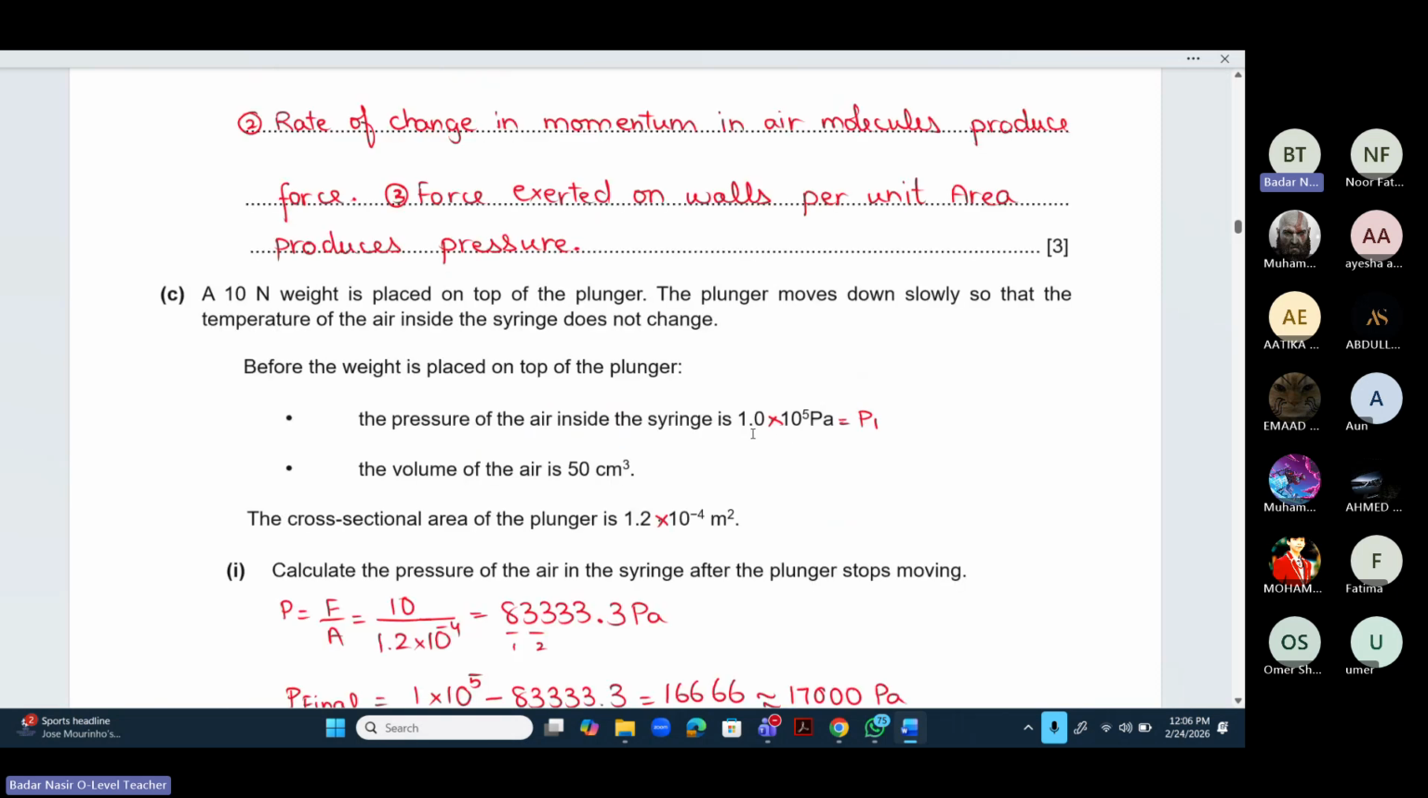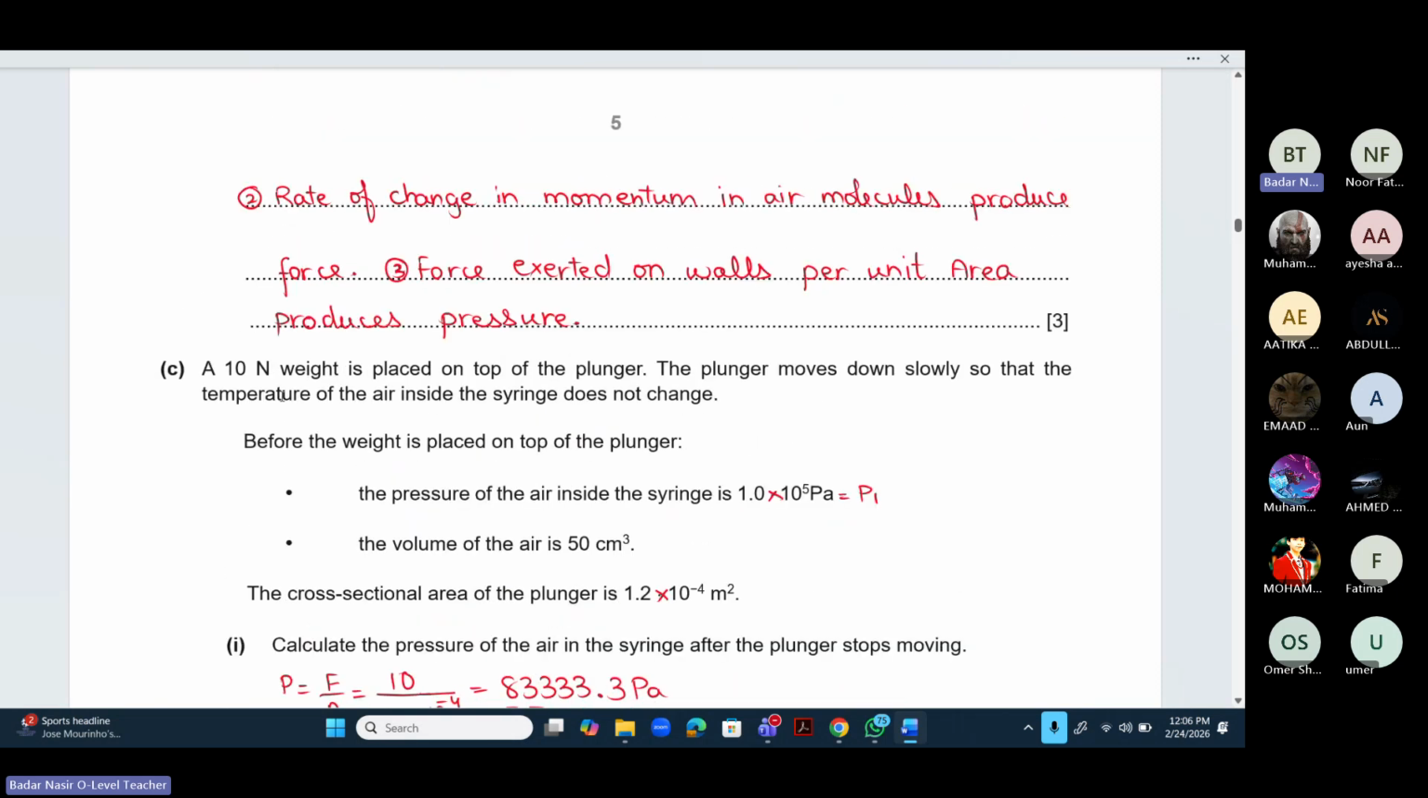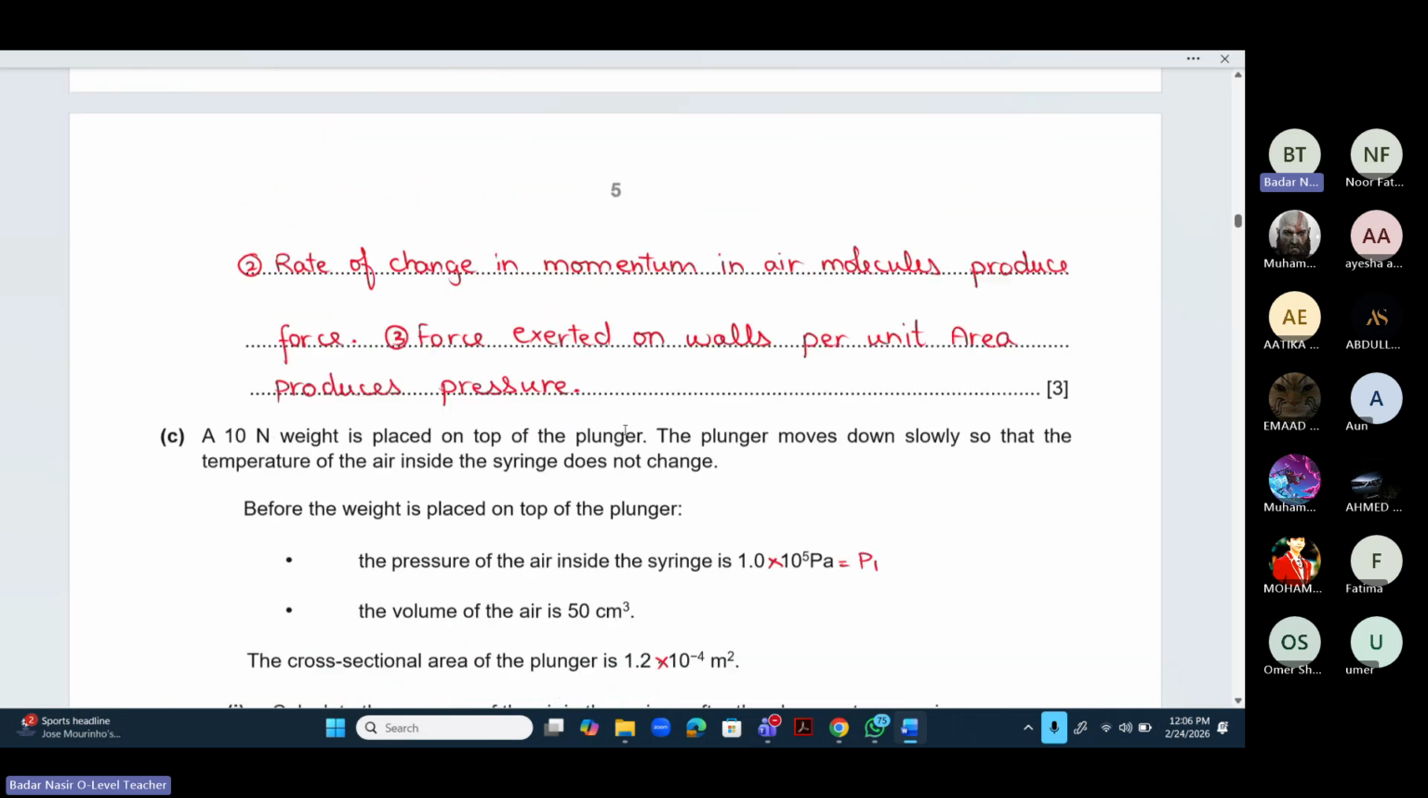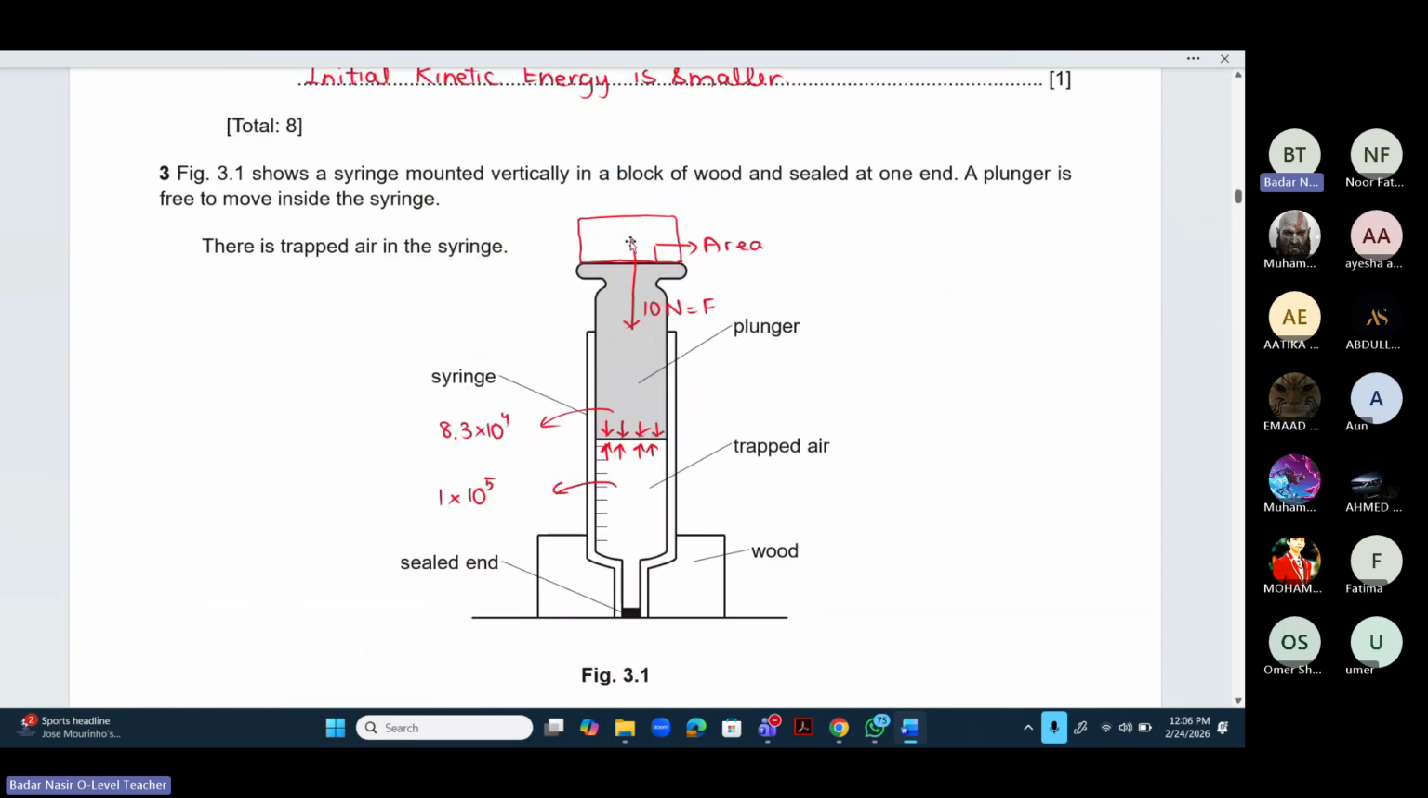Okay. So the question was, they told you that we had a 10 Newton weight, and this 10 Newton weight has been placed on top of the plunger. Now they gave us the area of the plunger. The formula for pressure is force over area. So we get the pressure that is exerted by the block, and that same pressure will be exerted by the plunger on the trapped air which is inside.